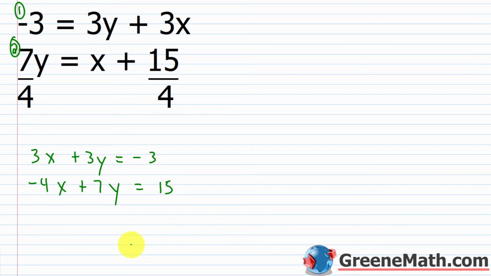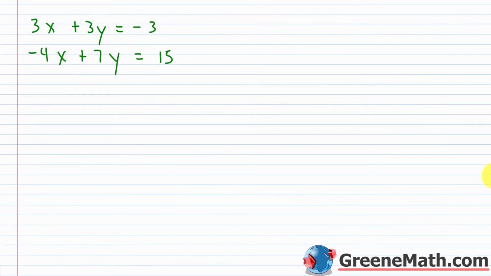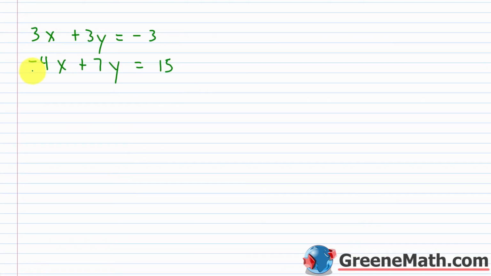Okay, let me scroll down and get a little room going. Now what we see is we have 3x and -4x, 3y and 7y. But what would be easier to make into opposites? Well, both of them would be about the same amount of work. And what I can do is I'll just go with I'll target x.